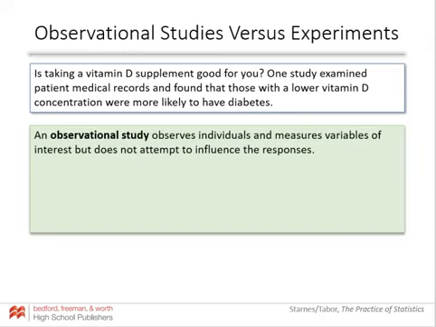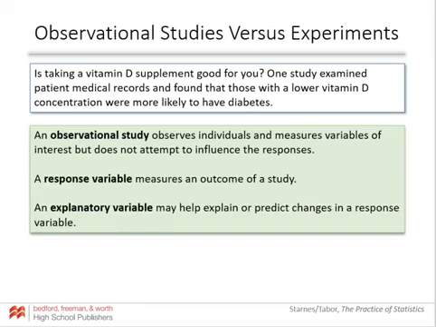So this study looked at patient medical records and just looked at their level of vitamin D and whether or not that person had diabetes. Okay, so that is an observational study. They weren't applying any sort of treatment. They weren't telling people to take vitamin D. They were just observing whether or not they did.